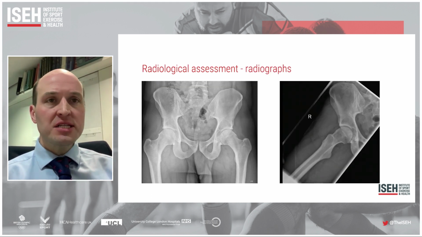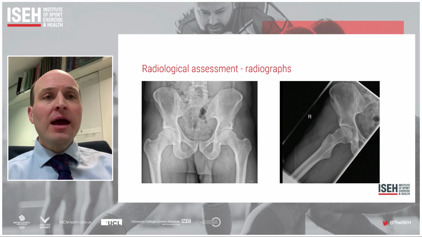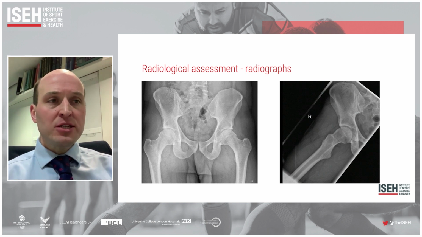Moving on to the radiological assessment, plain radiographs are the first port of call for the vast majority of these patients. Plain radiographs give a wealth of information. They can often demonstrate FAI-type morphology, be that pincer or cam. Most X-rays will only be in two orthogonal views, so the full extent of the cam may not be possible to assess unless it lies orthogonal to the two views that are chosen.